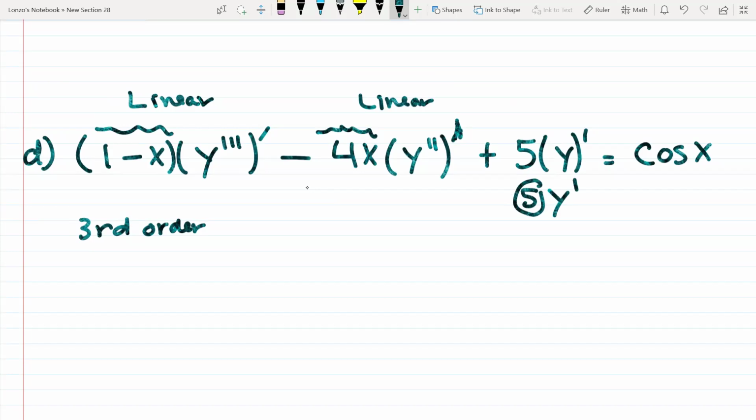And what about cosine x? Yes, this is linear because the coefficient does not have a y in it. This is just a cosine of x, so that makes it linear.